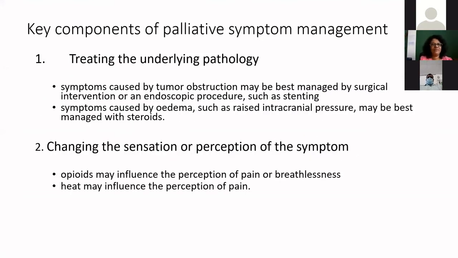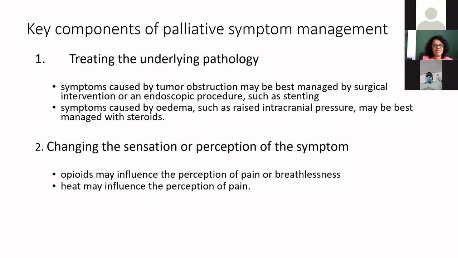And there are four clinical key components in palliative symptom management. One is treating the underlying pathology. For example, if a patient comes with shortness of breath due to a large pleural effusion, the treatment is draining of the pleural effusion. If the patient has pneumonia with some bronchospasm, antibiotics and nebulization. If the headache is due to raised intracranial pressure, then steroids. Likewise, the treatment should be based on the underlying pathology.